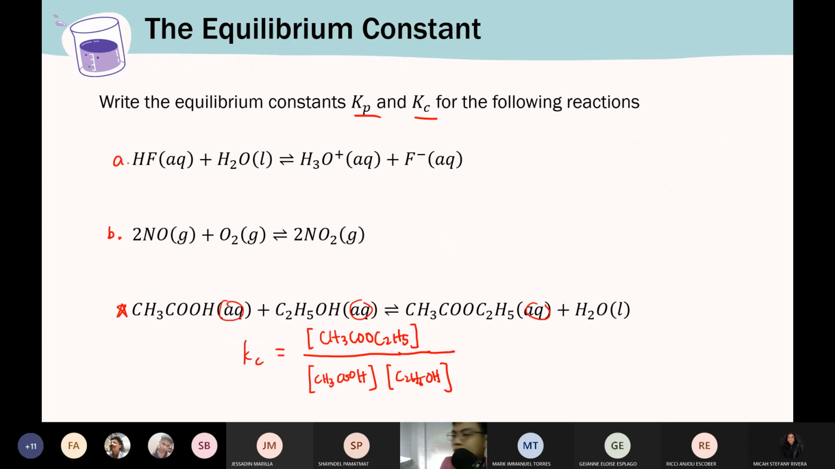Okay? Okay, try answering letters A and B. Type nyo na lang yung answer nyo, or kung meron kayong pang-picture dyan, picturean nyo na lang yung answer nyo. And then, send it in the chat box so that makikita natin. So, try answering A and B so that we'll see if nasundan yung paggawa ng equilibrium constant. Try nyo nga. Type nyo na lang sa chat box, ha? I'll wait for your responses. Okay?